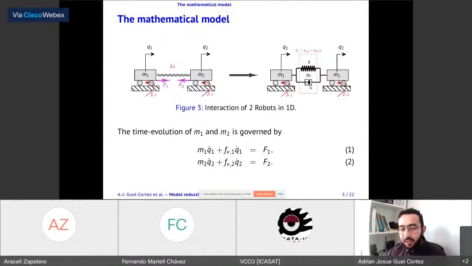But what if the robots have some issues, like they can only see what is in front of them, but they cannot see what is behind them? Then I have to impose certain constraints. For example, if the robot M1 can only see the robot M2, but M2 cannot see the robot M1, then it means that F2 is equal to 0, and that creates a different mathematical model for the whole system.